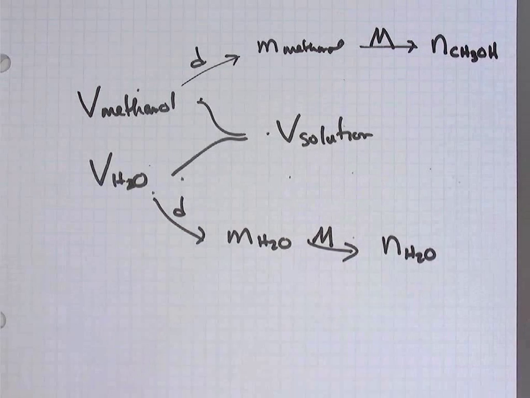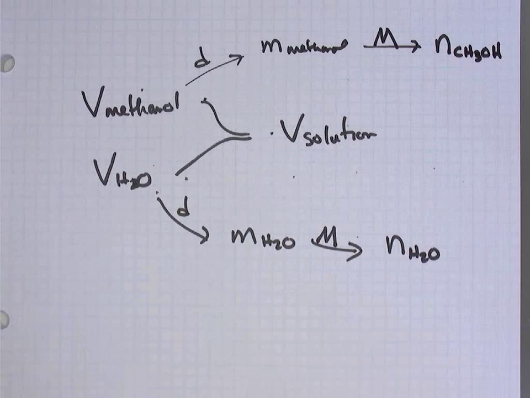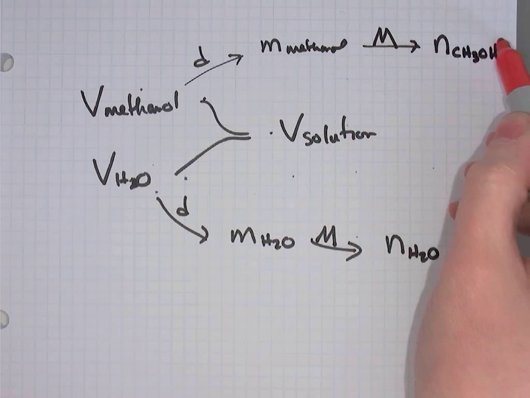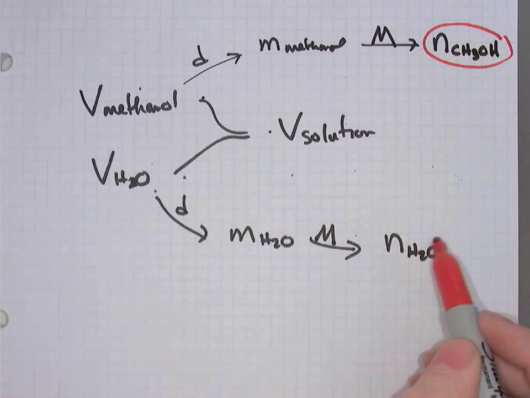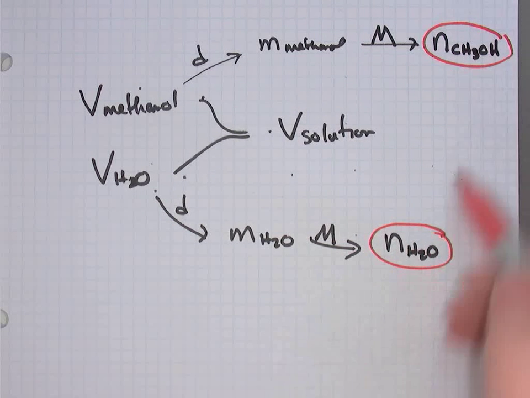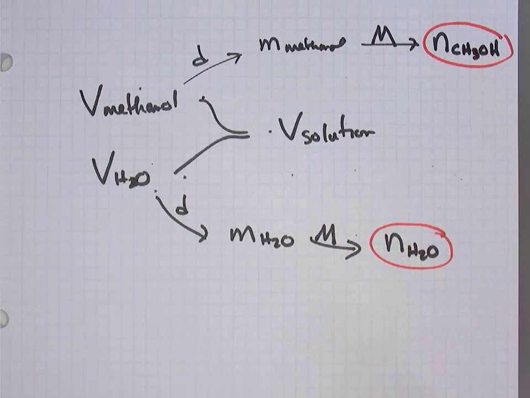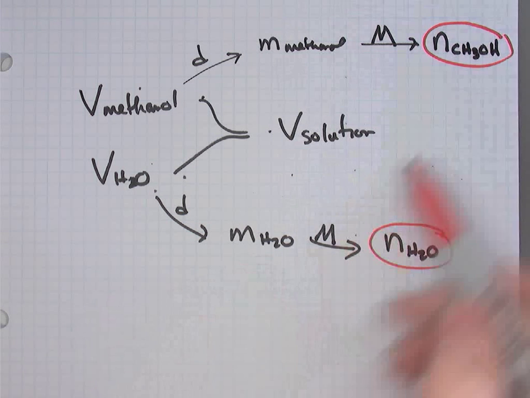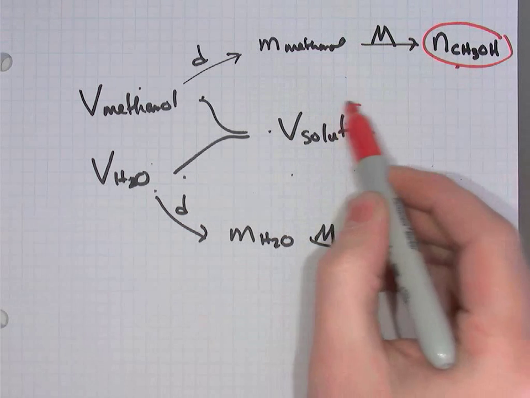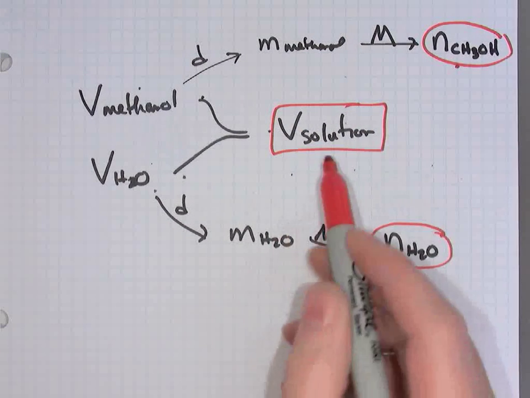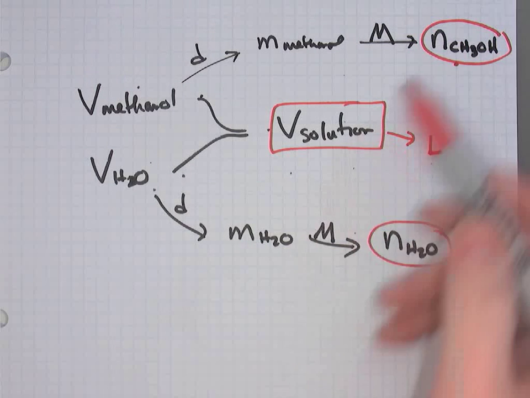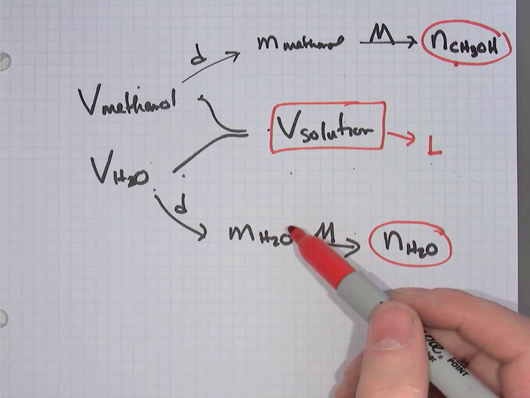Now let's stop and think about this. We were asked for the mole fraction of the methanol. Well, the mole fraction of the methanol will be the moles of the methanol divided by the moles of methanol plus moles of water. So we'll be able to find mole fraction now. We were asked for the molarity of the solution, the concentration. The molarity will be the moles of the methanol divided by the volume of the solution. The volume, of course, will have to be converted to liters to do that.